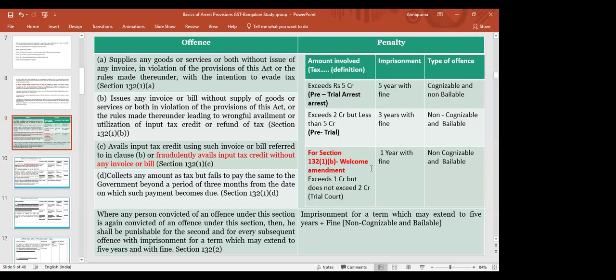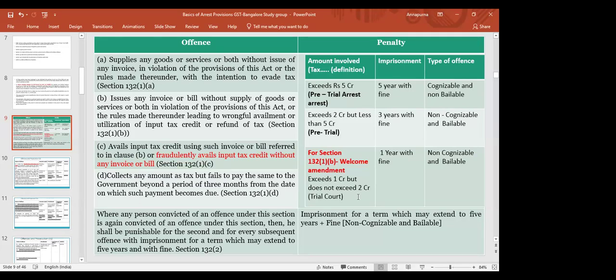So, this amendment in red color, 132(1)(b), is it more stringent or less stringent now? According to you, is it more stringent or less stringent after this amendment? It is welcome. It is a good amendment, sir. It is less stringent. So they will now proceed on this basis.